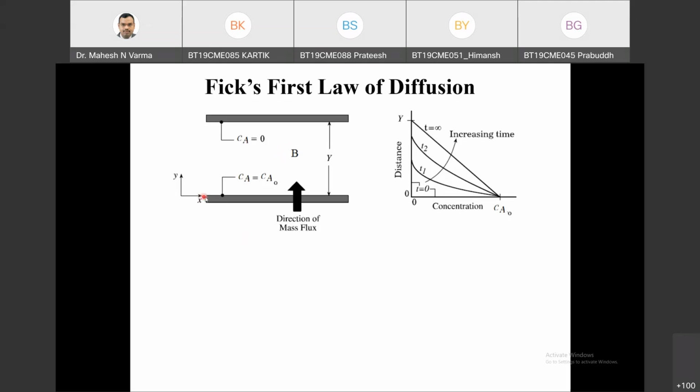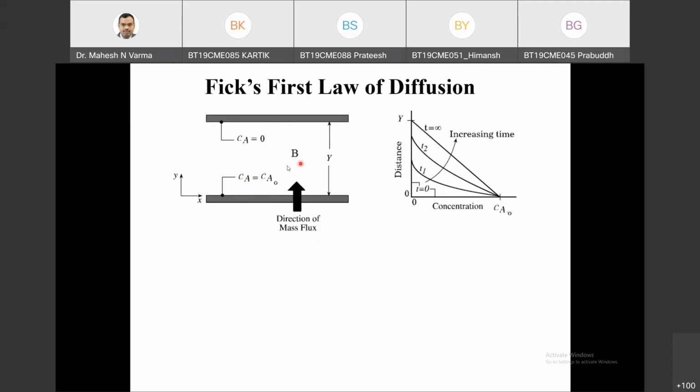So here the concentration is maintained at Ca0. Somehow there is an infinite source of A which is given to B, and here at the interface the concentration is maintained at Ca0. Now here concentration is highest possible, and as I am moving away, concentration is 0. There is a driving force. Here concentration is 0, here concentration is highest. So certainly there will be a mass flux. Mass will be transported in this direction.